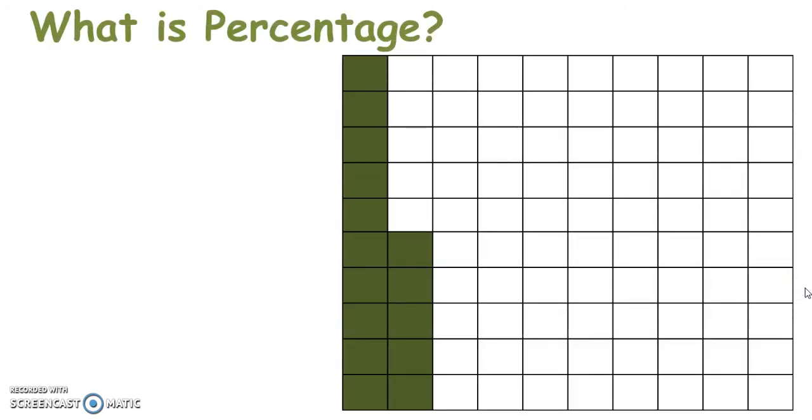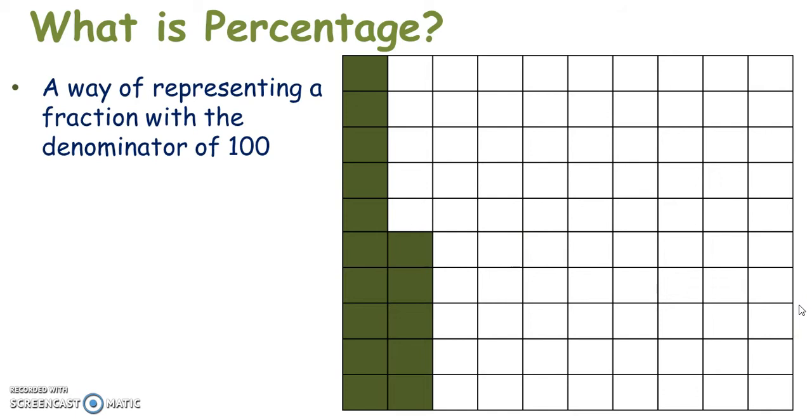For example, if you look at this grid, this box, it has many other boxes as well. So if you want to count these colored boxes, for example, 1, 2, 3, 4, 5, 6, 7, 8, 9, 10, 11, 12, 13, 14 and 15. 15 boxes are colored. A way of presenting a fraction with the denominator of 100, as you can see that there are 100 boxes and out of 100, 15 boxes are colored.